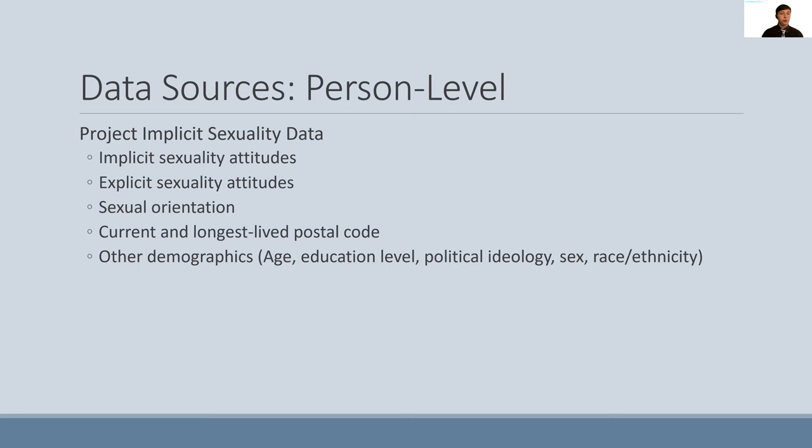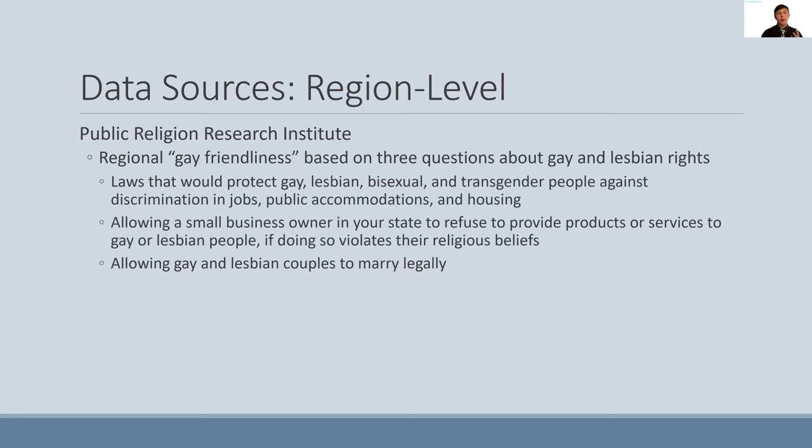And then to better understand where they're moving to and from, I used data from Public Religion Research Institute to find regional gay friendliness. This organization does nationally representative surveys, and I used four of their surveys to look at three questions about gay friendliness that ask about anti-discrimination laws against LGBT people, allowing small businesses to refuse services to gay and lesbian people, as well as how they feel about allowing gay and lesbian couples to marry legally.